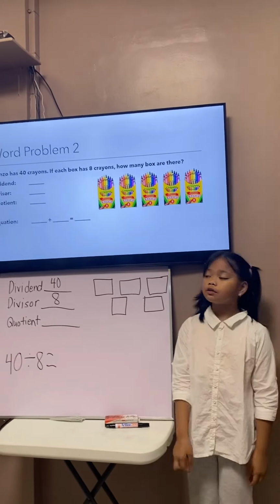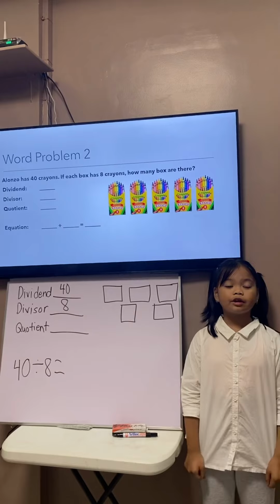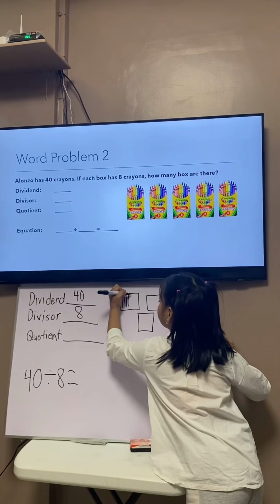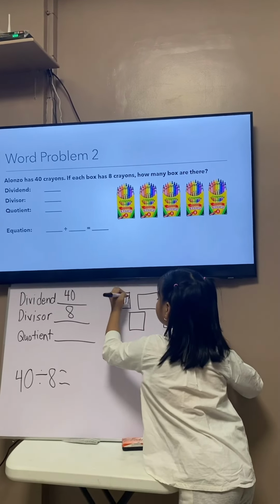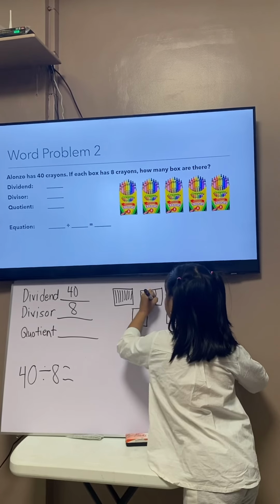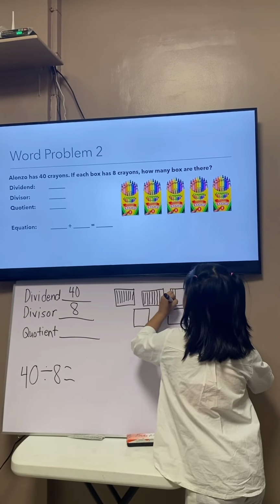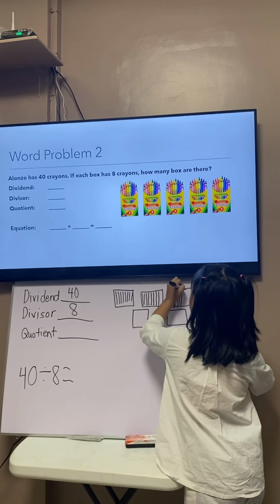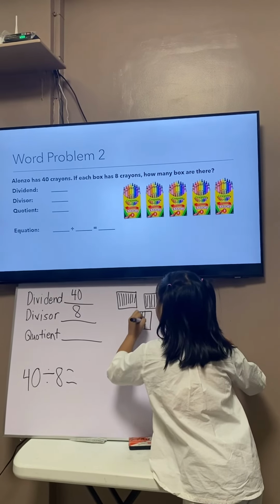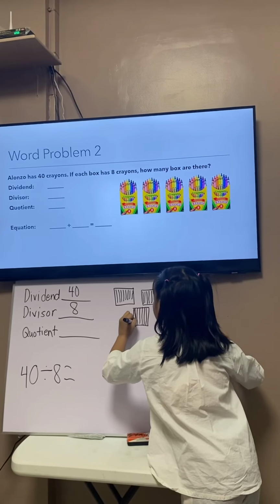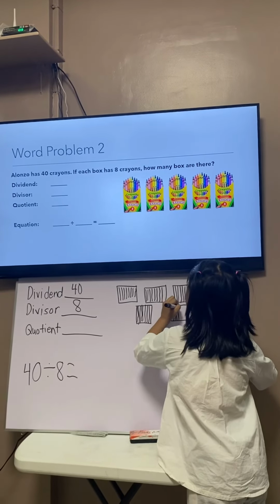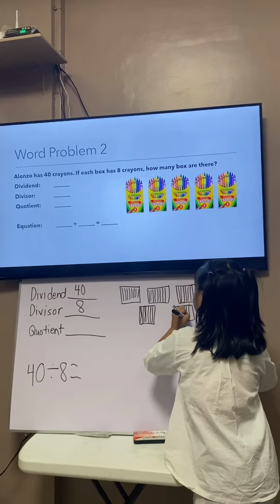I will put 40 crayons in these boxes, 8 crayons each. 1, 2, 3, 4, 5, 6, 7, 8.